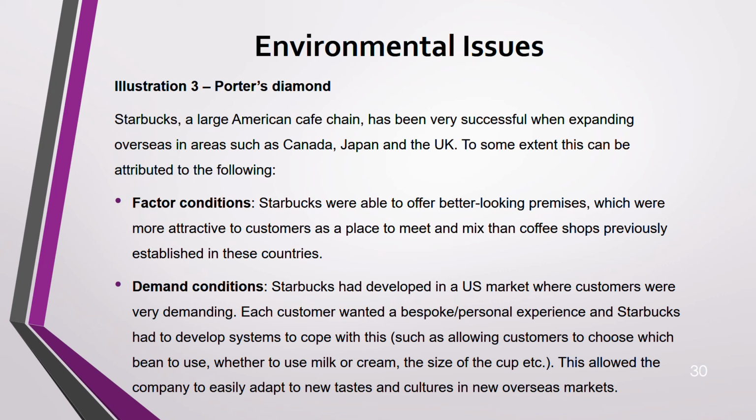How? By allowing customers to choose which bean to use. You go to any Starbucks cafe and they will ask you which bean you want to use. They will ask you milk or cream. They will even ask you the size of the cup, large, medium, small. So this allows the customer to have ownership. They are having a say over what they want. So the company has easily adapted to this new taste and culture in those overseas markets. That's why they are so successful there.